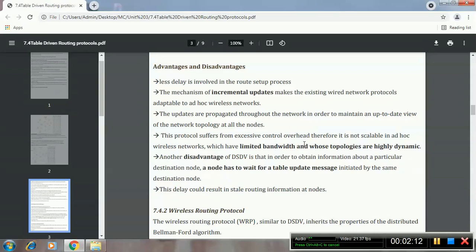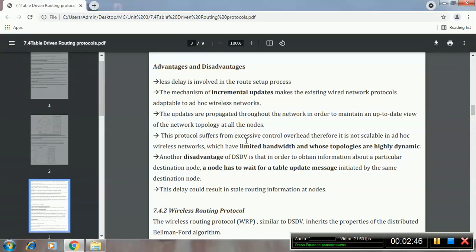Ad hoc networks have limited bandwidth and highly dynamic topologies. What is the meaning of limited bandwidth? In a wireless network, we give only a limited range to transmit the packets. That is the point we learned in the previous classes. The bandwidth is limited, and the topology, the structure of the network, changes dynamically. These are some of the problems we are going to solve.